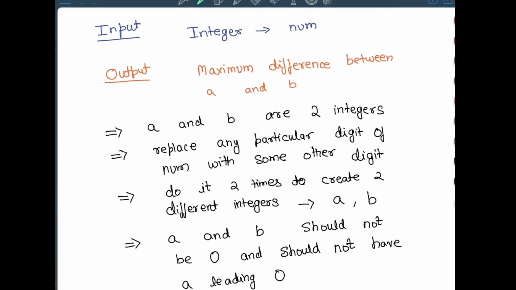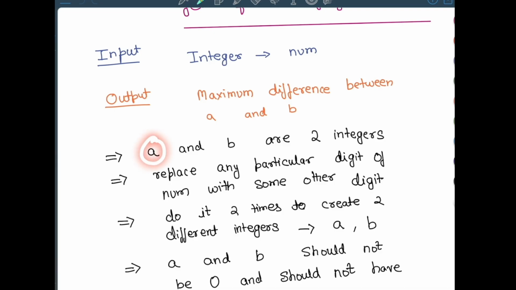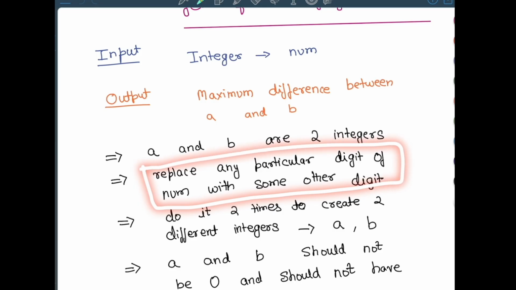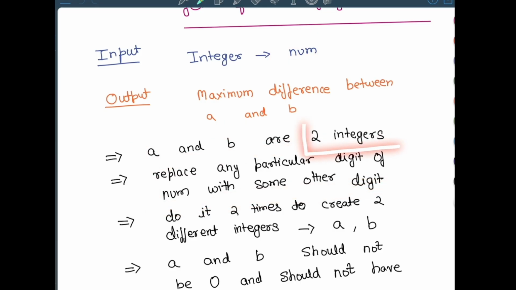And our goal in this particular problem is to create two different integers a and b and return the difference between a and b. And the thing is guys, we need to try to make this difference between a and b maximum. So when we are replacing our digits with some other digit from our given input num to create a and b, we should try to create these two integers in such a way that their difference is as maximum as possible. That is going to be your output.